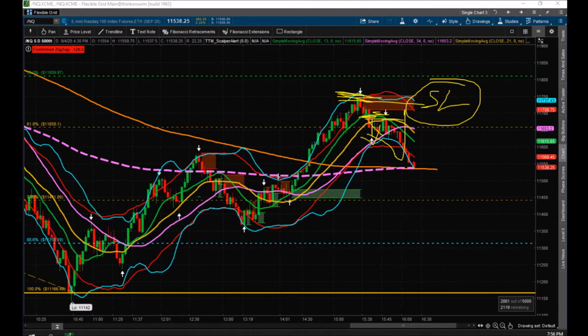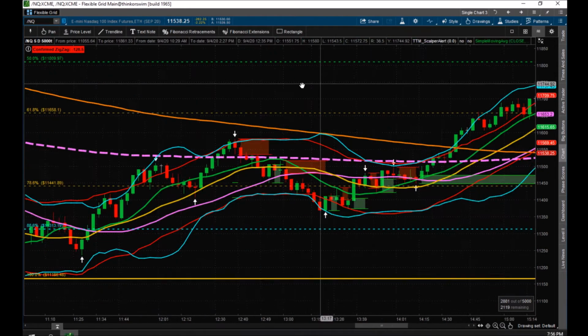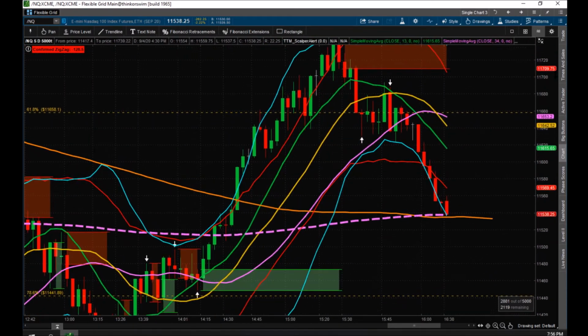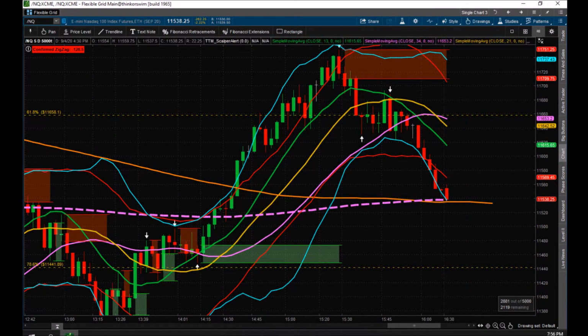I'm going to zoom in more on this chart real quick so you guys can see a little better. I think it's better. Hope it is, anyways. So again, the 13 for me is the green one. All right. So price broke above the green one here.